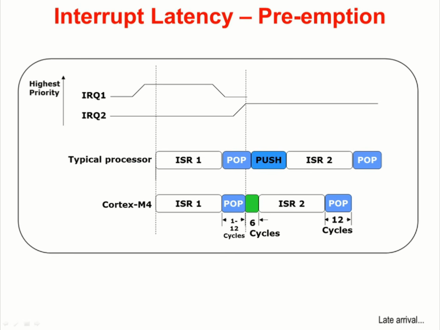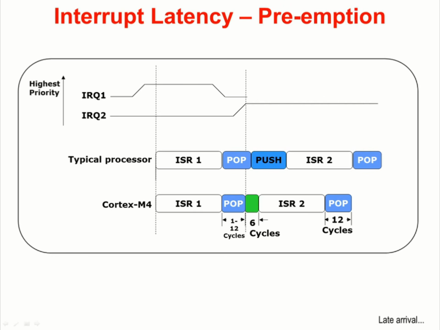The next NVIC operation we'll look at is called preemption. The NVIC allows preemption of the pop or push process. In the diagram, we can see that a second interrupt was detected while the interrupt controller was restoring the processor state from the first interrupt. The typical processor is unable to do anything about the situation. It continues its pop process. It then pushes the state of the processor for the second interrupt, resulting in many CPU cycles being wasted.